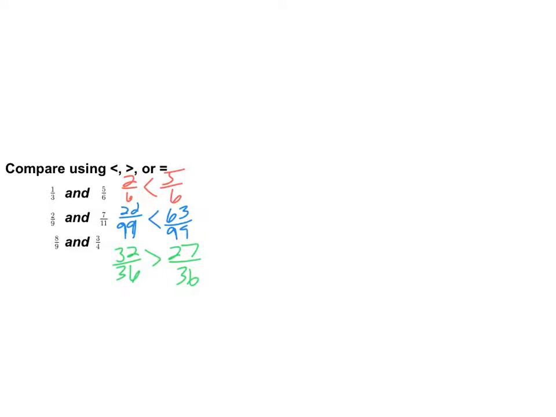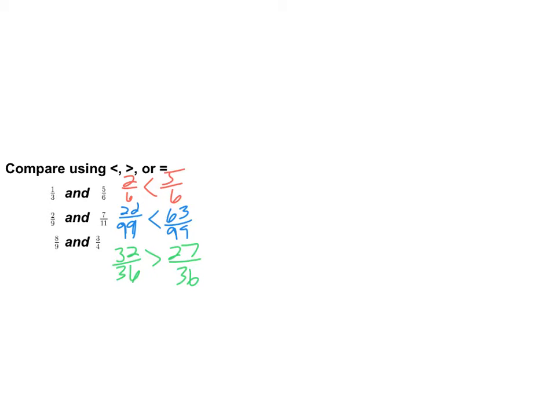So as you can see in this first one, I've got the fractions 1/3 and 5/6. My least common multiple of my denominators is going to be 6. So if I take 1/3 and turn it into sixths, that would be 2/6, and 2/6 is less than 5/6. For the next one, I've got 2/9 and 7/11. My least common multiple for 9 and 11 is 99. So I would multiply 2/9 by 11, and I would multiply 7/11 by 9, giving me 22/99 and 63/99. 22/99 is less than 63/99.